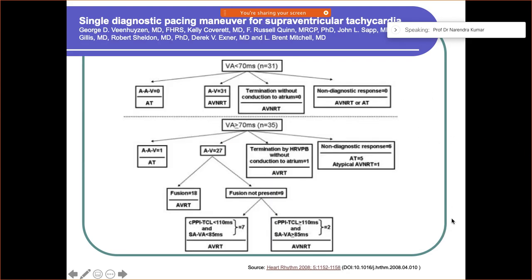This chart will already seem pretty familiar, as I have already dealt with it in some of my earlier sessions. Depending on the VA interval and the RV pacing, what do you come across and how do you deal with that? It's really beautifully explained, showing how to differentiate between AVNRT, orthodromic reentry tachycardia, and atrial tachycardia as well. That is a really important thing.